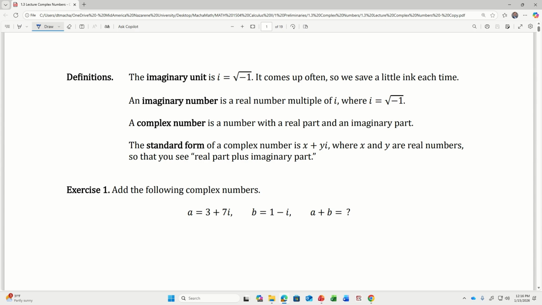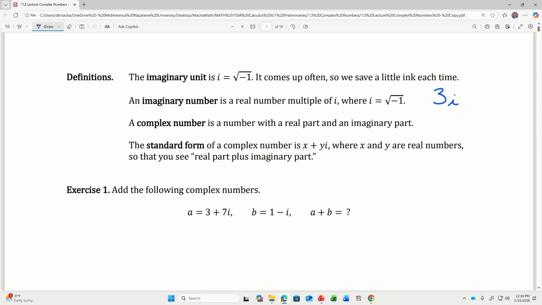So the imaginary unit is the square root of -1, and there's nothing special about the little lowercase i. If you want to, you can write square root of -1 every single time, but it's just a little bit faster to write a lowercase i every time we want this. An imaginary number is just a real number multiple of i. So if I say 3i, that's 3 times square root of -1, and that's an imaginary number.